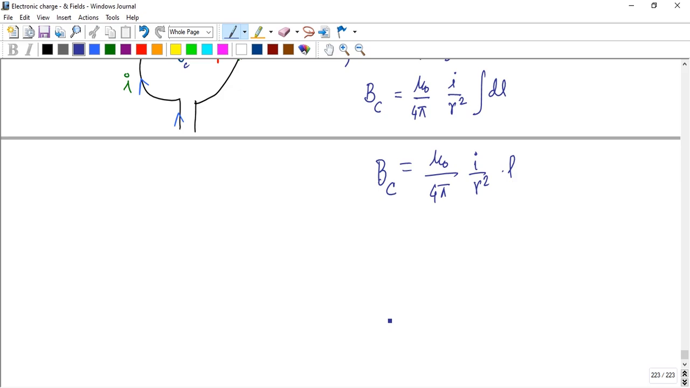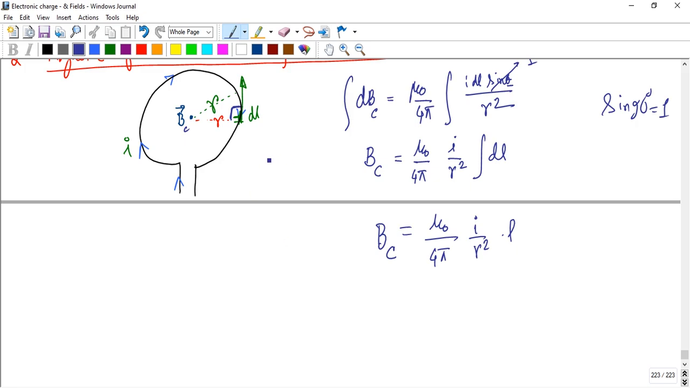So here the L is the length. The total length of that circular path is the circumference of the circle, which is 2 pi r. Yes, 2 pi r, that is the total length.